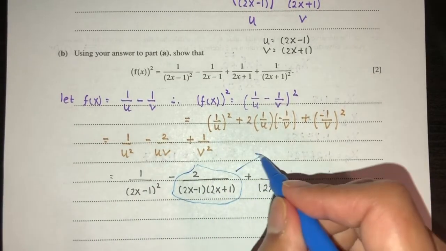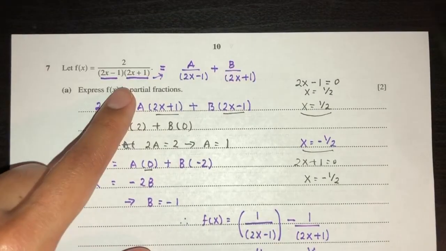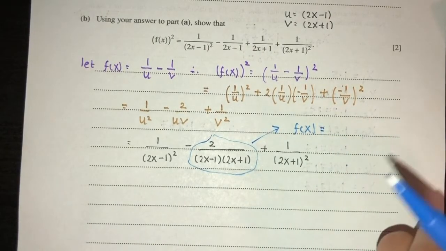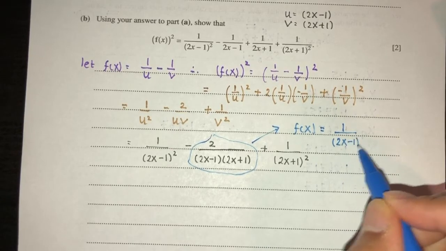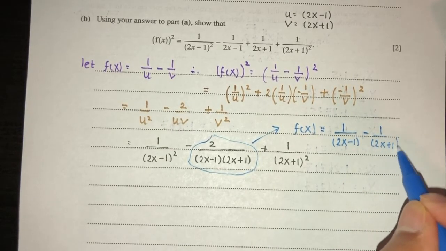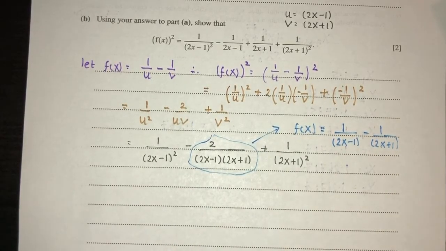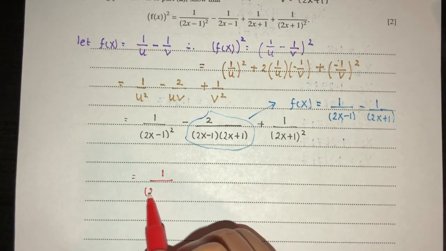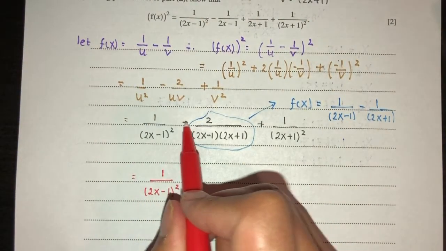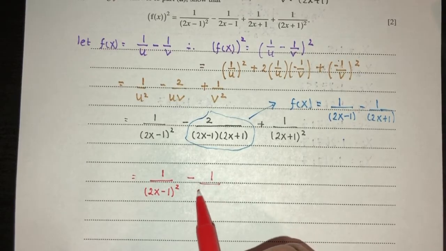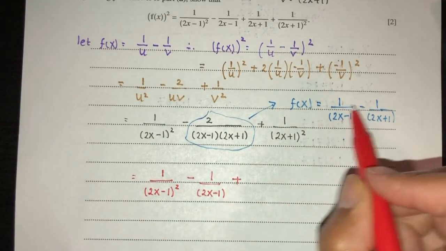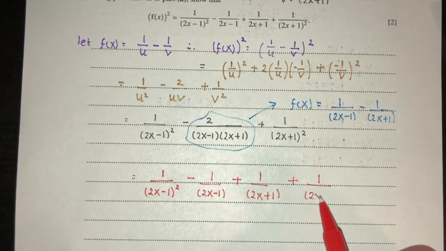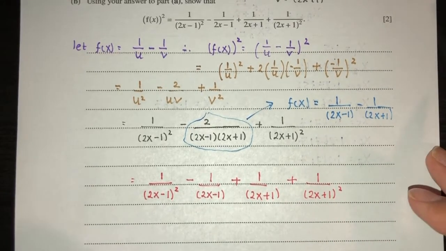Now if you observe, this is exactly just like your f of x given to you in your main question, 2 over these two, and this is 2 over this two. And we know that f of x is equal to, from part A, it is 1 over 2x minus 1 minus 1 over 2x plus 1. So we place this one back in your equation. So finally, let me use a different color here. So finally you will have 1 over 2x minus 1 power 2. When you have minus here, you have to apply that. You will have minus 1 over 2x minus 1. So minus become plus 1 over 2x plus 1, and finally plus 1 over 2x plus 1 square. That will be your part B shown as required.